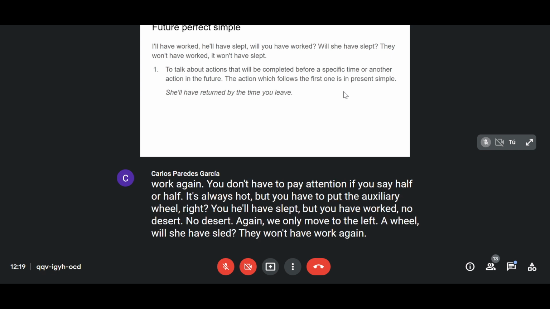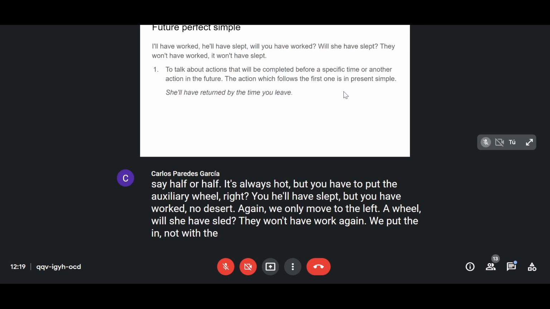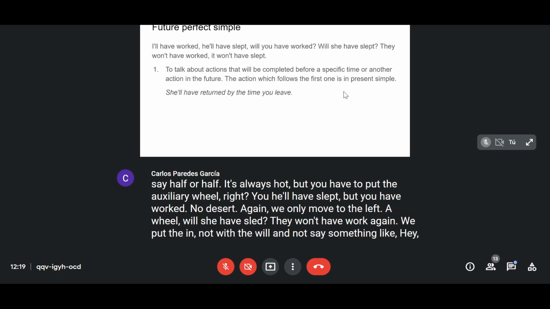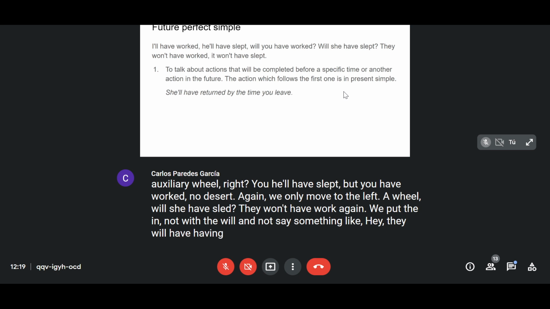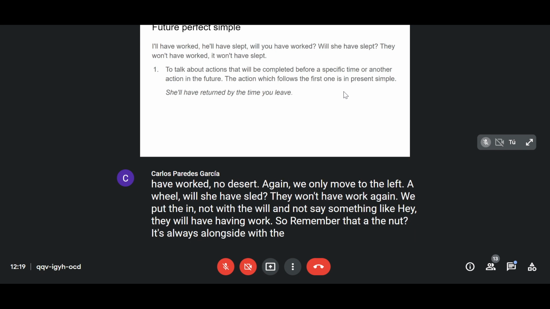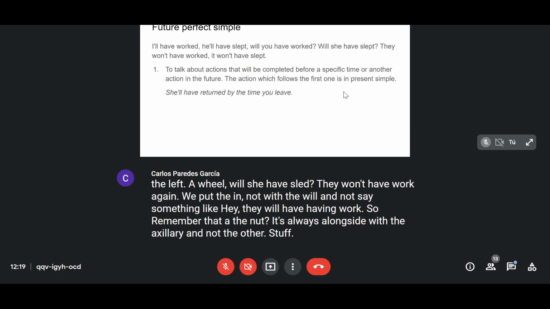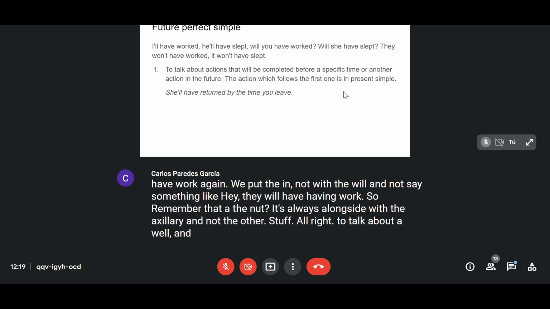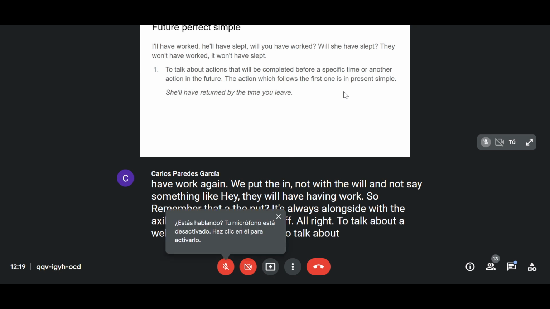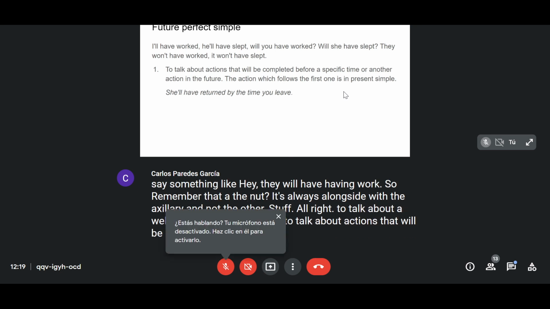Again, we put the not with the will, and not say something like "they will have haven't worked." So remember that the not is always alongside the auxiliary, and not the other stuff. All right. To talk about, well, and we use these tenses to talk about actions that will be completed before a specific time or another action in the future.